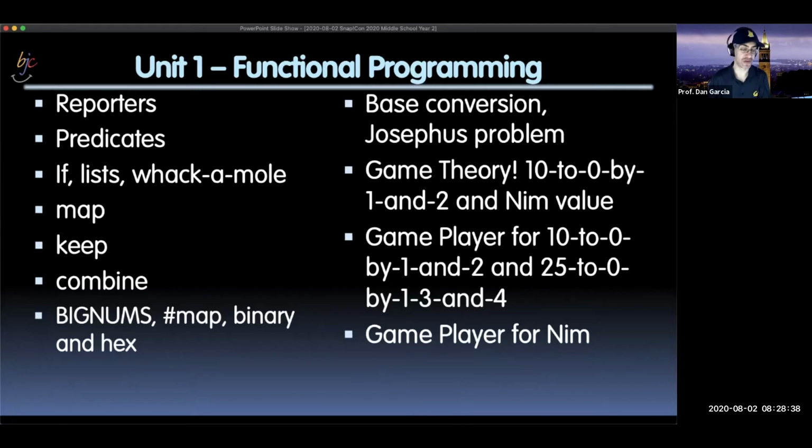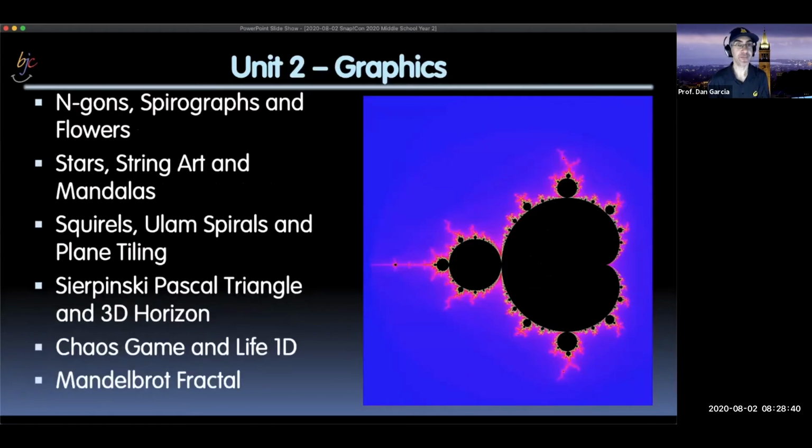That was kind of a larger project for Unit 1. Unit 2 is graphics, in which you've probably seen many of these things. These things I stole from BJC, the high school course. I stole a lot of these from other ideas. I try to give credit where I could. We made n-gons. We did spirographs. We made flowers. We made stars and string art, which I really love. We made mandalas. That came from BJC in high school.